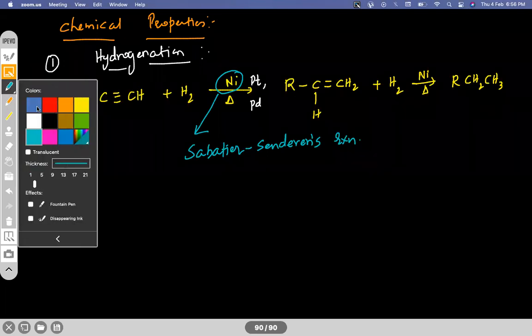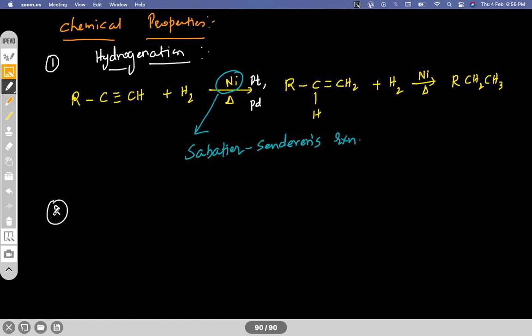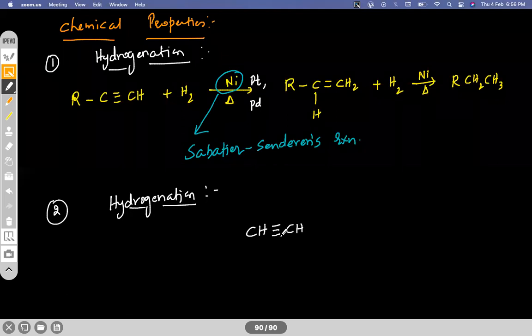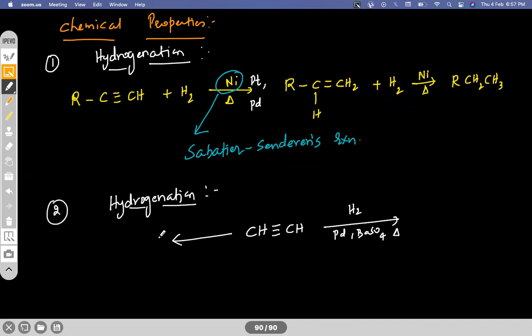Okay, second one you see. Hydrogenation. This reaction also we have discussed, I'll just show you. Suppose we have an alkyne, CH triple bond CH, right? Hydrogenation means addition of hydrogen in presence of various catalysts. So we can use H2 with Pd/BaSO4 and we heat this. Or we can also use H2 with Na in liquid NH3. It is Na/NH3 only, the Birch reduction that we have.